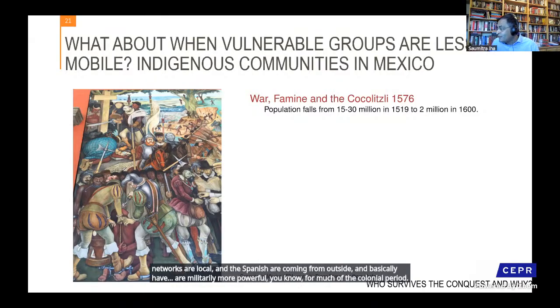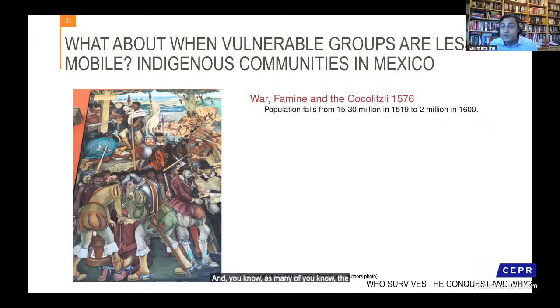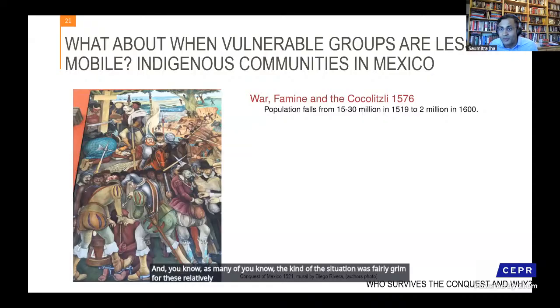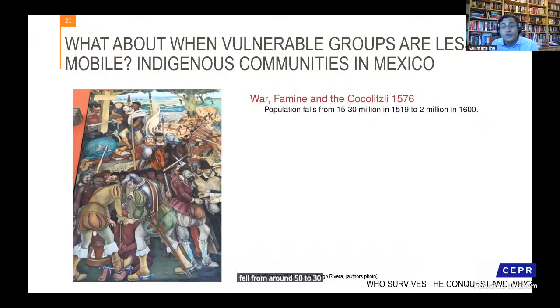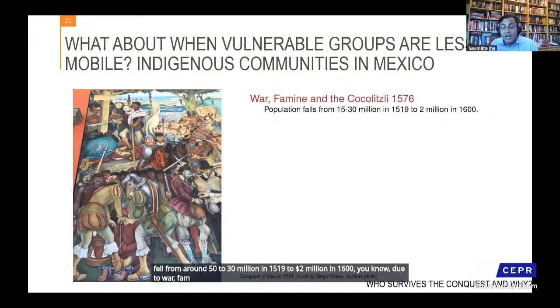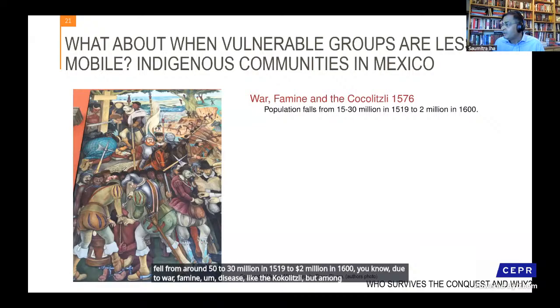And as many of you know, the situation was fairly grim for these relatively less mobile, vulnerable groups in Latin America. In fact, the population fell from around 50 to 30 million in 1519 to 2 million in 1600, due to war, famine, and disease like the Cocoliztli, among other things.